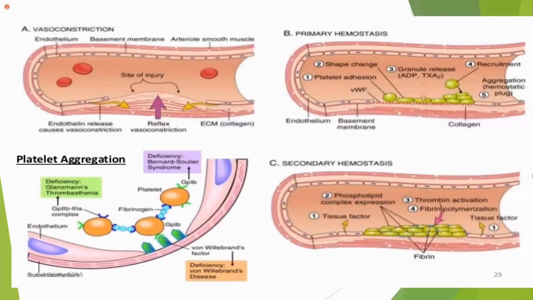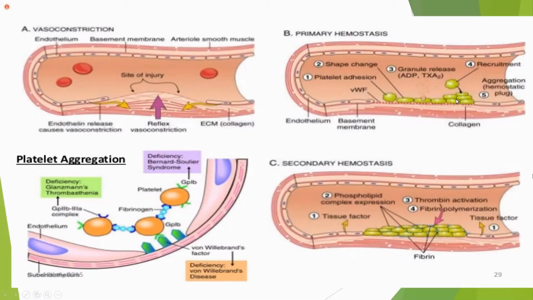This can be seen in this picture. The first step is the vasoconstriction. As soon as there is vascular injury, it causes vasoconstriction, and the subendothelial matrix is exposed, and it leads to the conformational changes within the von Willebrand factor, and the platelets get adhered to the glycoprotein 1B receptors over the von Willebrand factor.